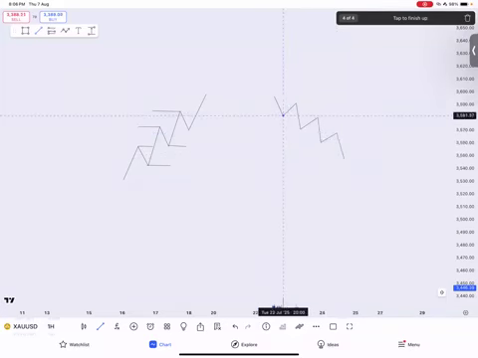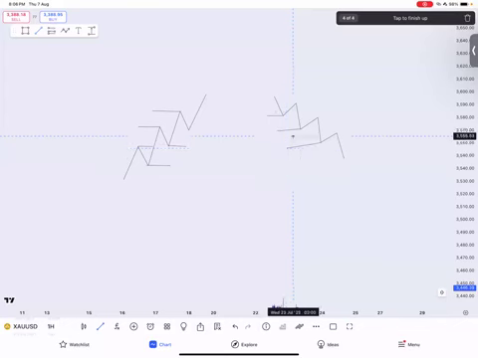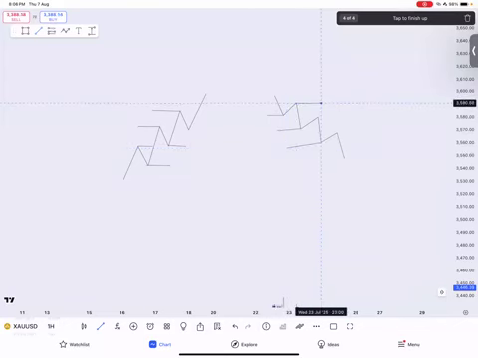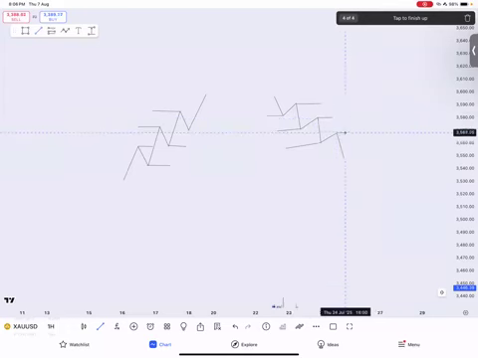Any low that comes out is going to be lower than the previous existing one. This is a low. The next low will be lower than the last low. The next low will be lower than the last low. The highs will always be lower than the previous highs. This is the last high. The next high will be lower than the previous one. The next high will also be lower than the previous one.